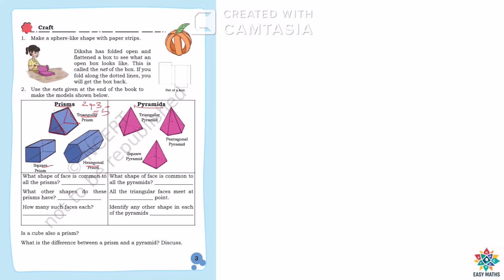In the same way, consider the square prism. Here the base is square in shape and the opposite face is also square. So two square faces are there and some side faces are also there. How many side faces? That depends on the number of edges in the base. Here we have 4 edges, so 4 side faces will be there. In total it has 6 faces.